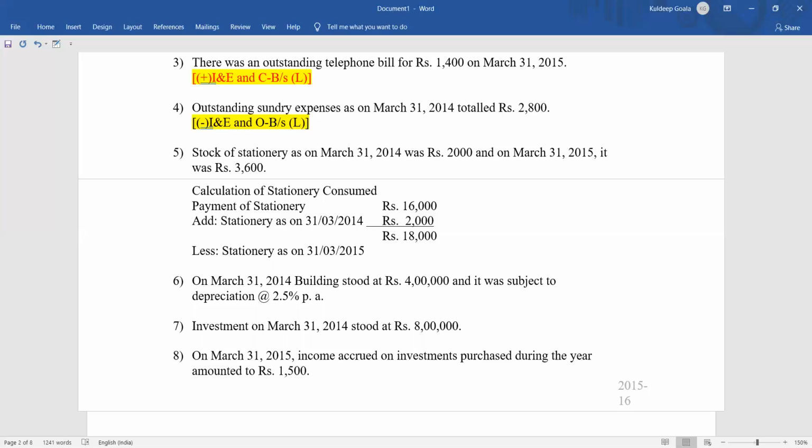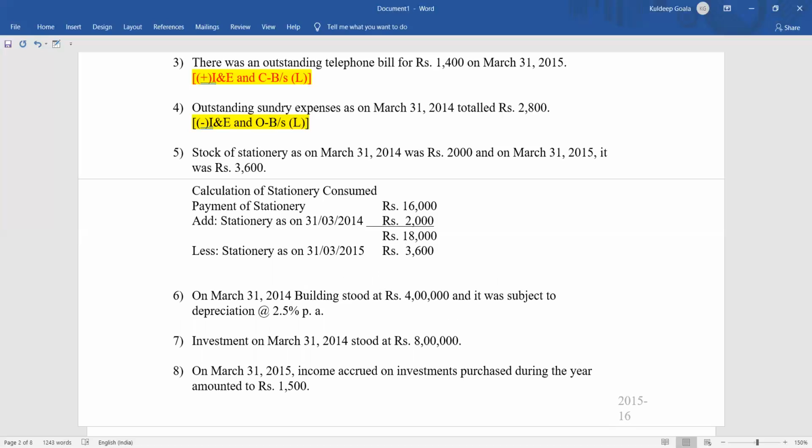That means this year's closing. So how much is it? It is 3,600 rupees. Right? So that will be coming as stationery consumed during 2014-15. Okay, stationery consumed during 14-15. How much? Obviously, it will be 14,400 rupees.